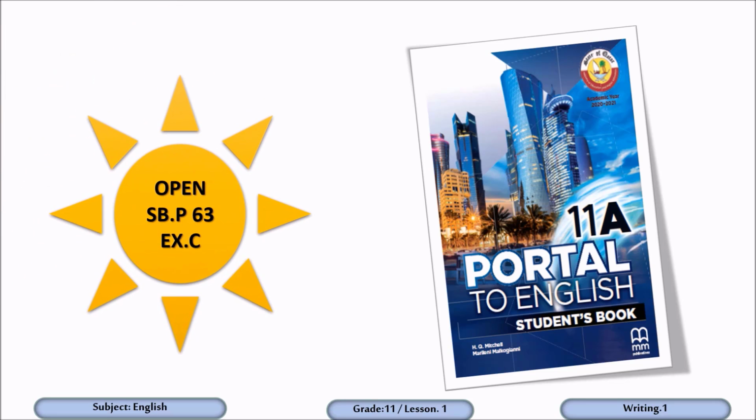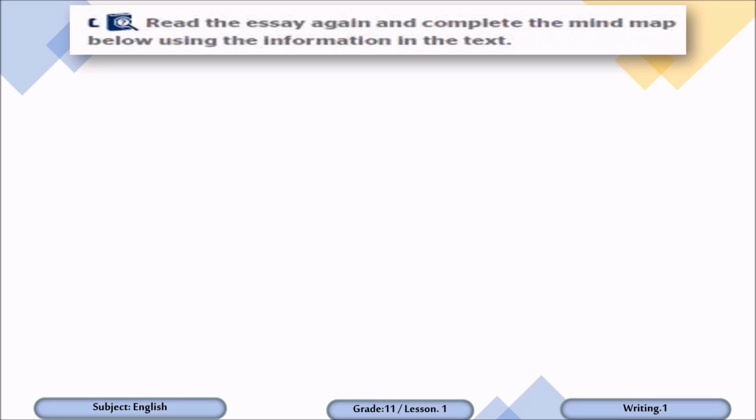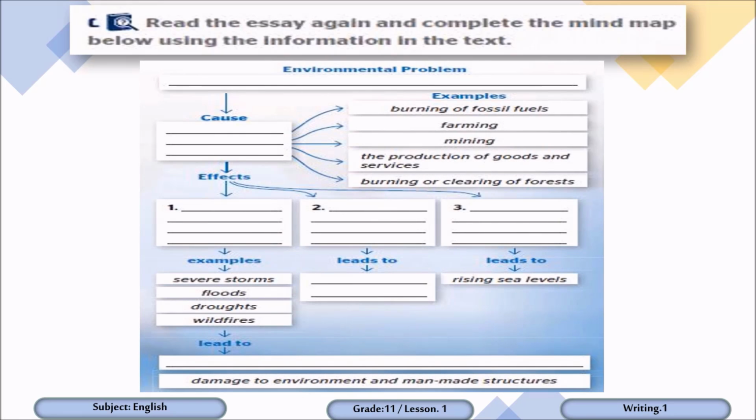Dear students, please now open your student's book, page 63, exercise C. Read the essay again and complete the mind map using the information in the text. Dear students, please pause the video for some time. Get enough time in order to complete the mind map. After that, play the video again in order to check your answers.